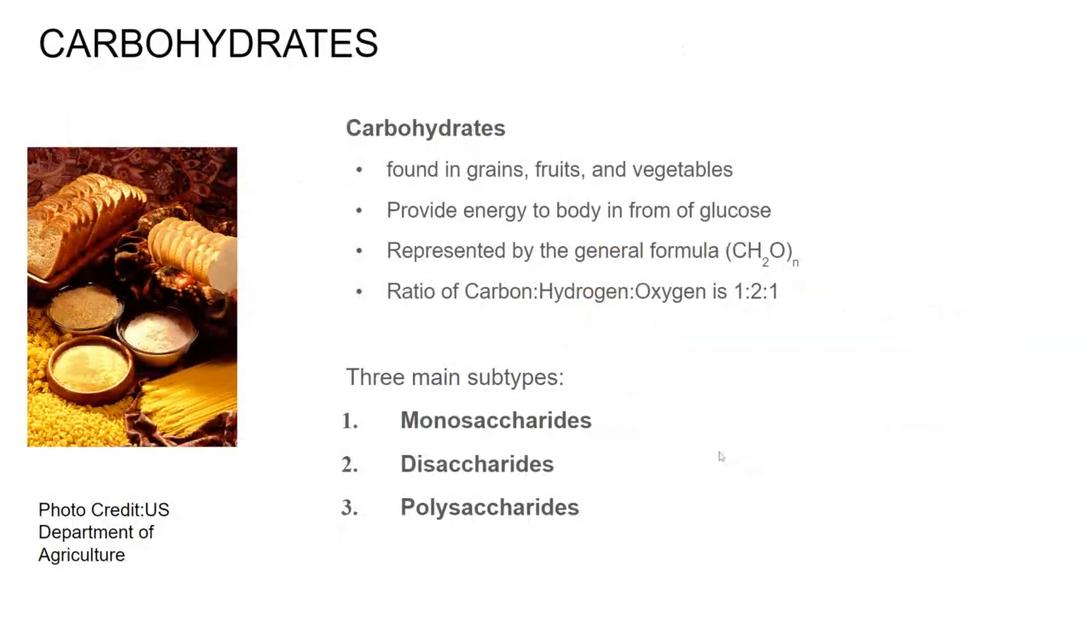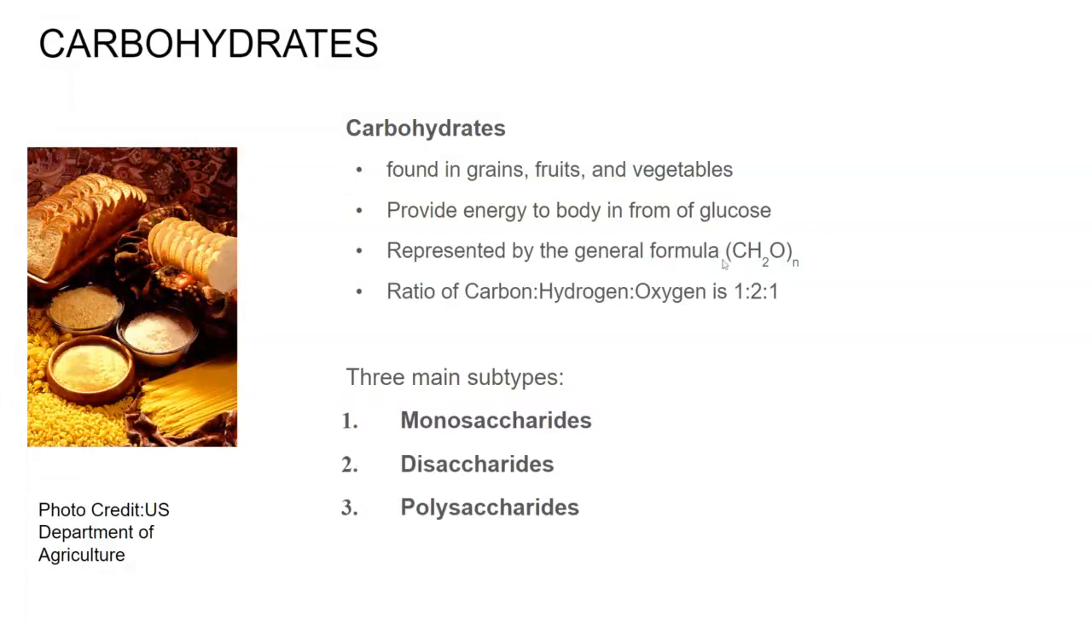So the first category is carbohydrate. We're going to find it in grains, fruits, and vegetables. The bread that you eat is a carbohydrate. Pasta is a carbohydrate. It provides energy to our body in the form of glucose. Glucose is the type of sugar or carbohydrate that we use for cellular respiration. So we need to break down any of these complicated carbohydrates into a simpler form of glucose.